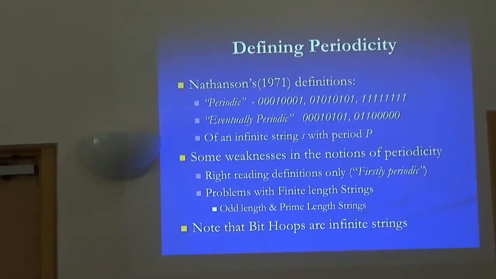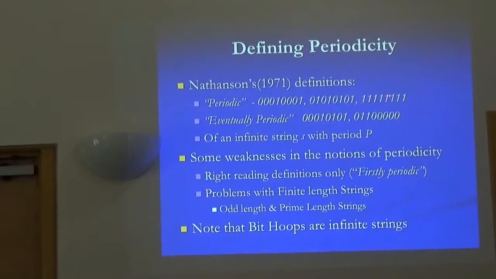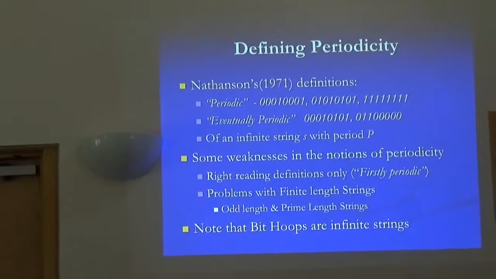So here, I think this number is periodic at p equals 4. We took two repeats of a 4-bit string. Here's a string that is periodic with p equals 2, and periodic with p equals 1. And he comes up with the concept of eventually periodic, which is where the periodicity appears at the end of the string, here and here. And his mathematics deals with infinite strings.